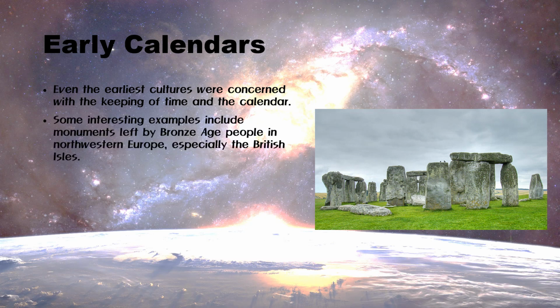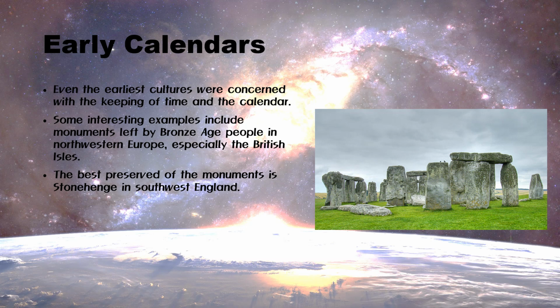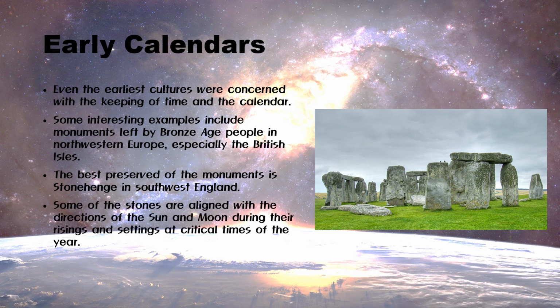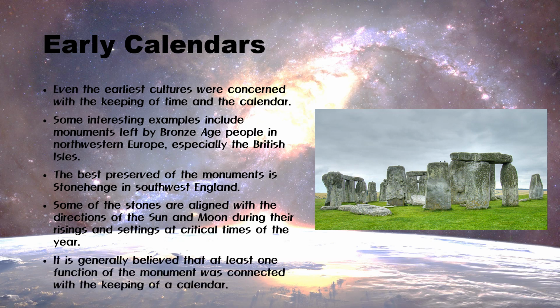Some of the most interesting examples were monuments left in the Bronze Age in northwestern Europe, especially in the British Isles. One of the best preserved monuments is Stonehenge in southwest England. You may not think of Stonehenge necessarily as a calendar, but some of the stones are actually aligned with the direction of the sun and moon during their risings and settings at critical times of the year. And so people have been able to put together that this was probably some type of calendar that was used long, long ago. It's generally believed that because these risings and settings line up, it was connected with the keeping of some kind of calendar.